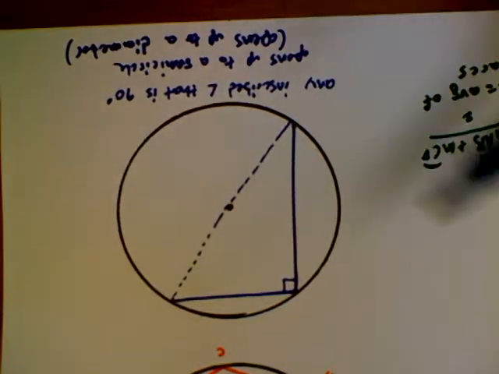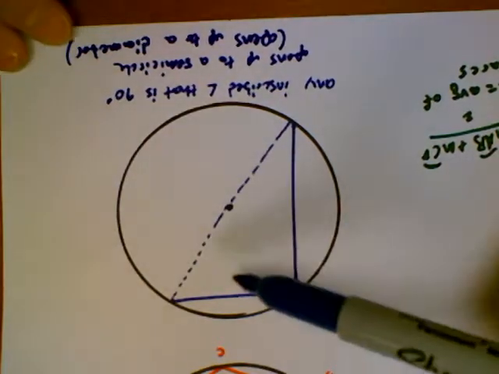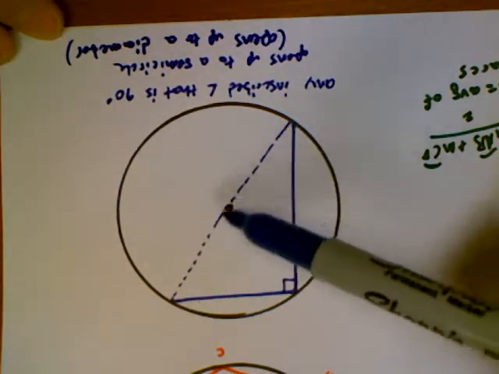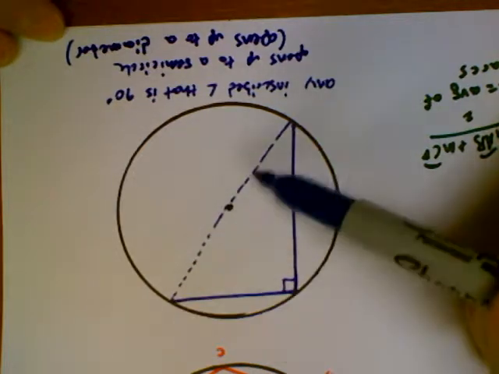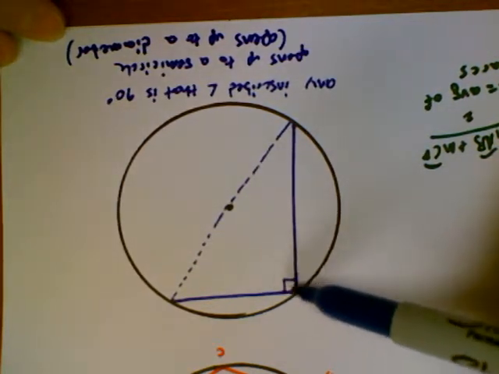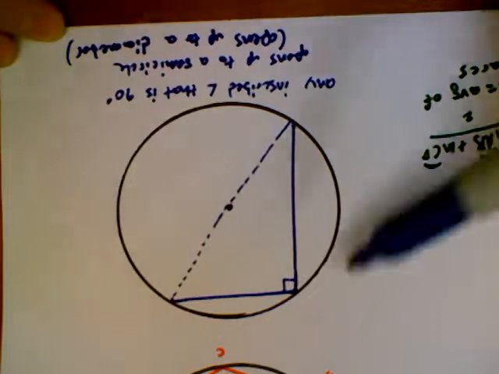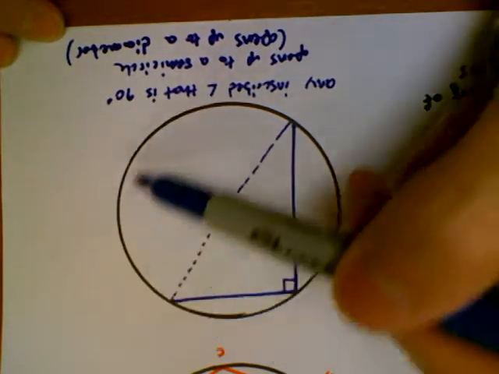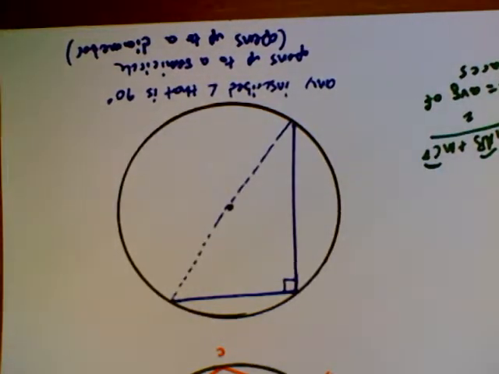So that property ends up being useful when you might be looking for the radius or something, and you need to know that this is the diameter. And a clue is that if you have an inscribed angle that's 90 degrees, doubling it gives you 180, which means this is exactly half the circle. So that's the idea behind that.